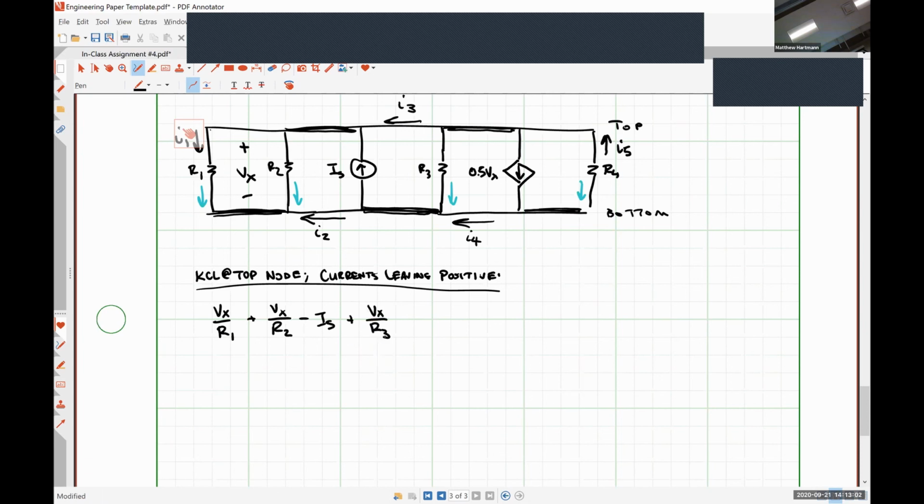What about the current flowing down through the dependent current source? And lastly, the current flowing down through resistor R4. Does anybody have any questions at all about this Kirchhoff's current law equation?